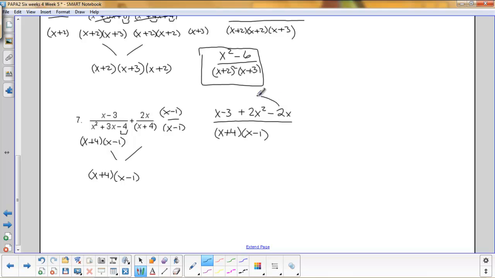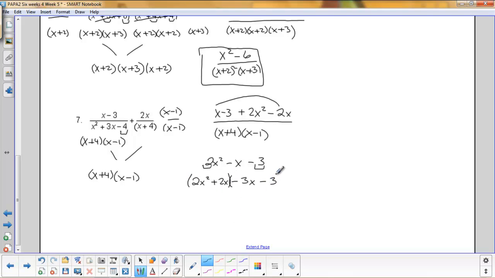Combining like terms, I get 2x squared minus x minus 3. Factoring this trinomial, I find the two numbers that multiply together to make 6, that's 2 times 3, and then I split the middle term by adding them together. So that's going to be 2x squared plus 2x minus 3x minus 3.